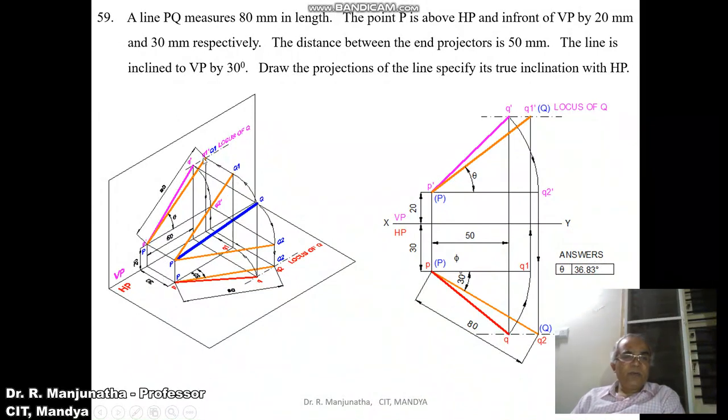So when you project it, you are going to get this as P dash Q1 dash. This will be the true length line. So the inclination made by that with respect to HP is theta, which is shown here. Now when you are rotating like this, what happens? That means in the top view, you can see that PQ is rotated and made parallel to VP. So you mark this point as small q1.